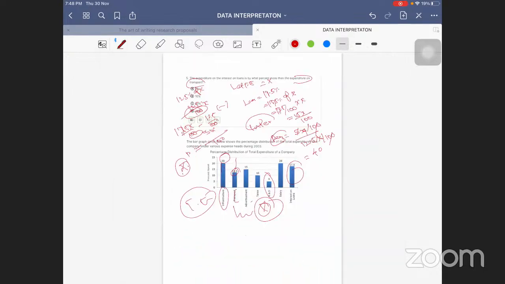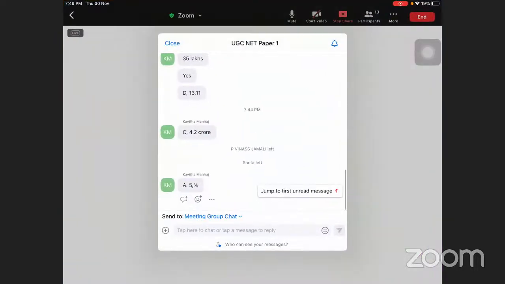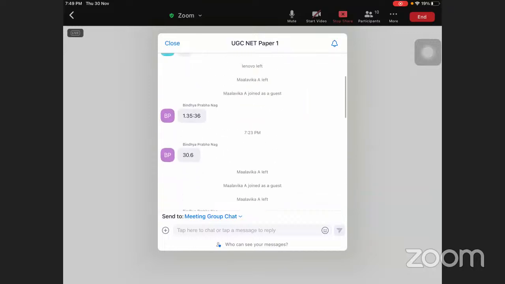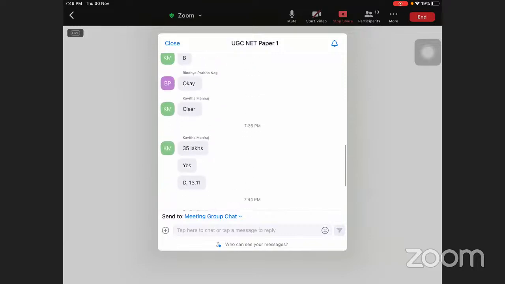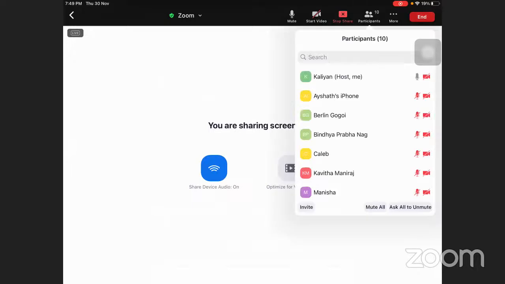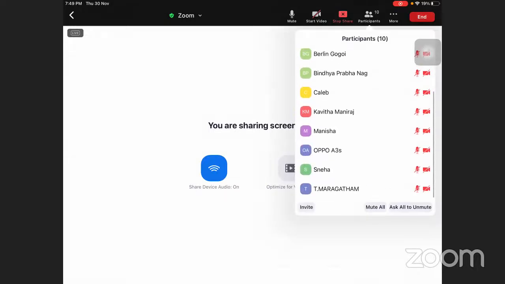So bar chart related sums. Yes, sir. No, ma'am. His answer is 50%. So other people, clear this kind of sums?